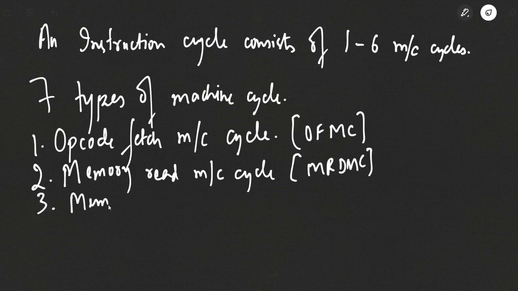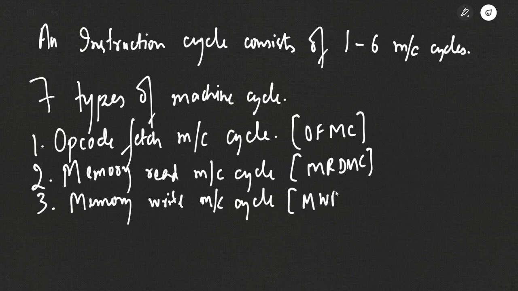Third, the memory write machine cycle. These are self-explanatory. The memory read machine cycle is the amount of time taken by the microprocessor to read from the memory location. The memory write machine cycle is the amount of time the microprocessor takes to write onto the memory location.